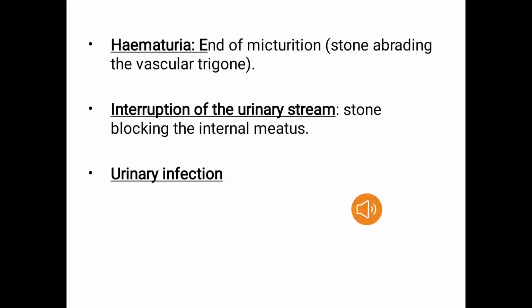Hematuria, that is blood in the urine at the end of the micturition. It is mainly due to stone abrading the vascular trigone. Interruption of the urinary stream due to stone blocking the internal meatus, and recurrent urinary tract infection or cystitis.